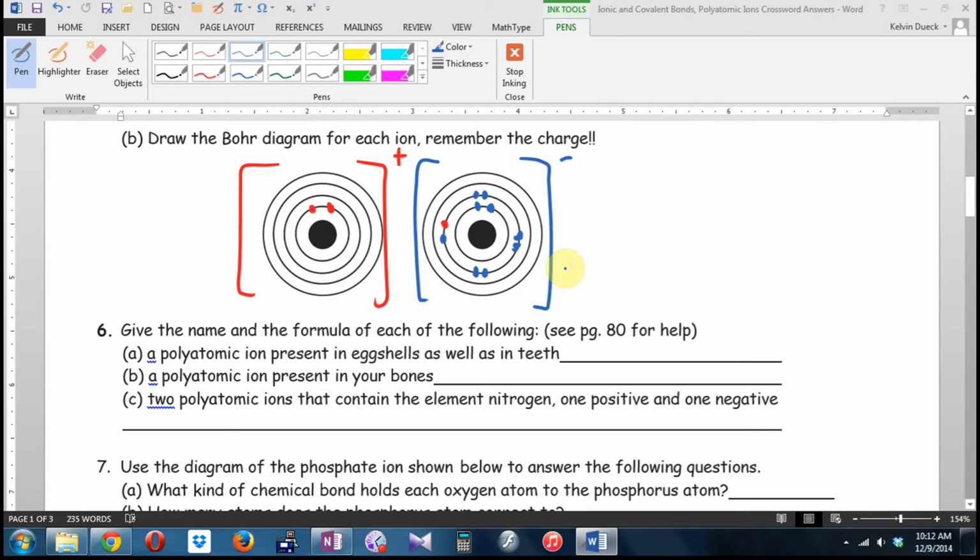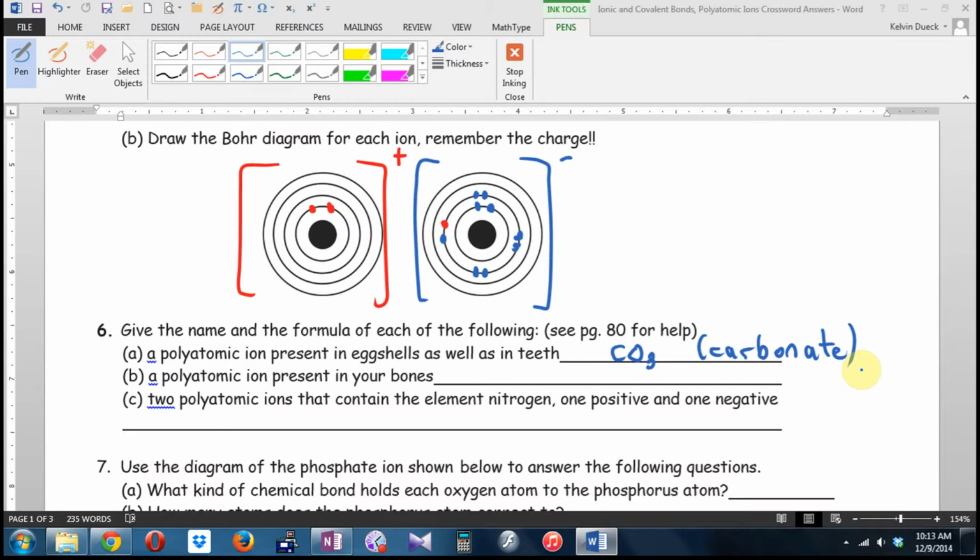Number 6, I'm probably not going to ask you on the test. This was just for nerd trivia, and it said, look at page 80 for help. The polyatomic ion that's in eggshells as well as in teeth, that's, I believe, CO3 with a charge of 2 negative, if I recall. Carbonate. It's in your enamel, it's in your eggshells, it's in limestone. You know, if you wrote CO3, that's shorter, but I'll put both so that you know.